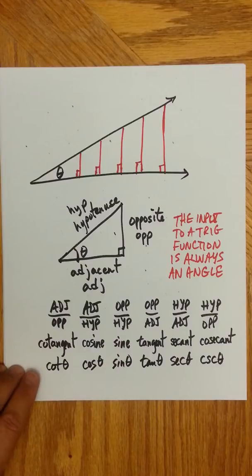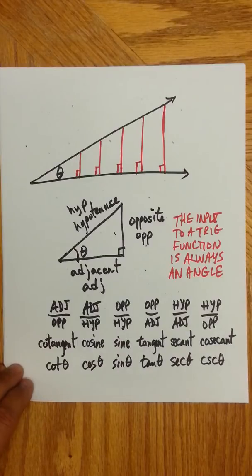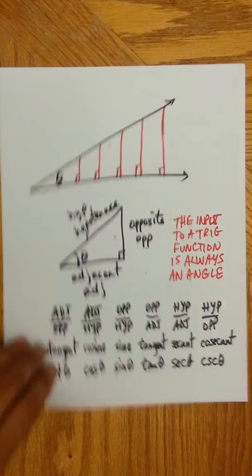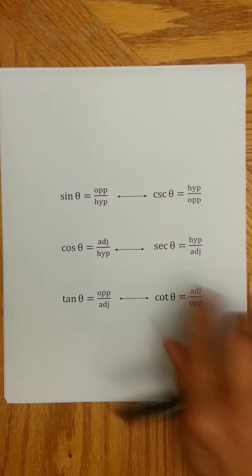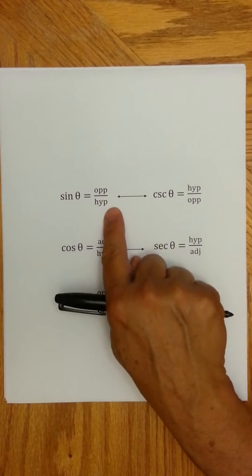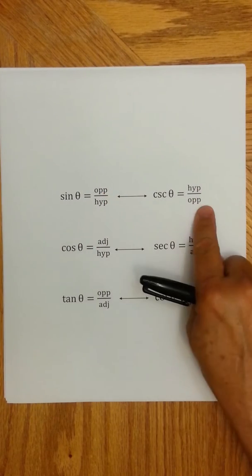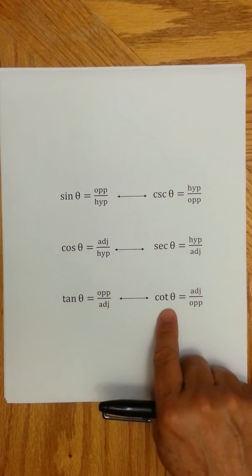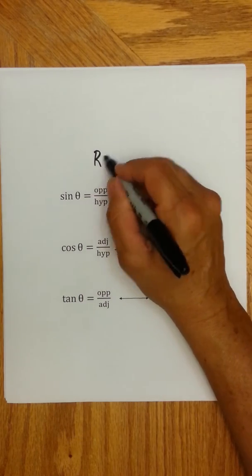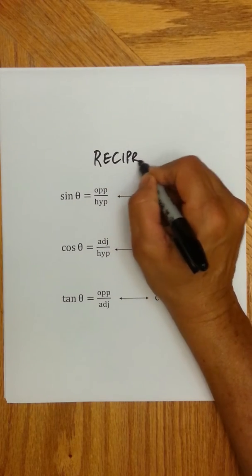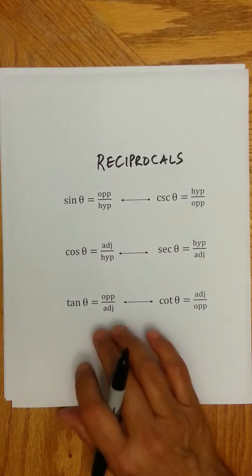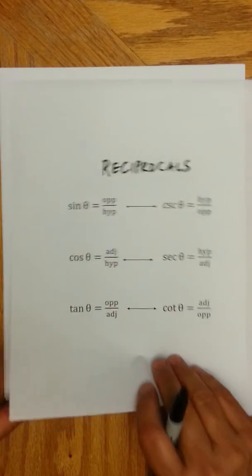All right. Now, let me just mention here, obviously some of them are reciprocals of others. Sine and cosecant, opposite over hypotenuse and hypotenuse over opposite, are reciprocals. Cosine and secant are reciprocals. Tangent and cotangent are reciprocals, right? So these are the 6 trigonometric ratios.